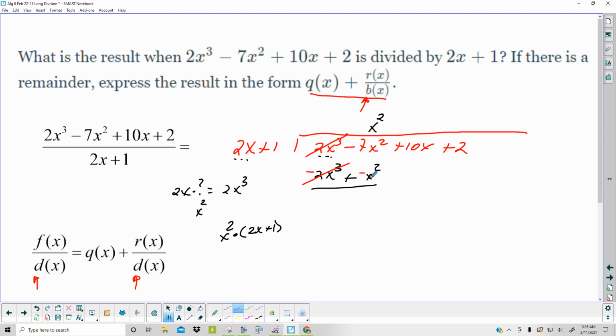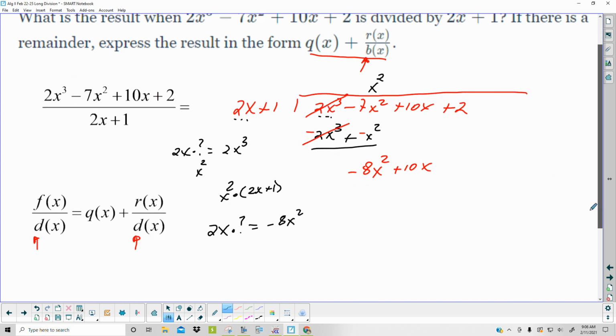Now, combine like terms. So I'm left with minus 8x squared and bring the next thing down. Restart the whole question again and ask, 2x times what will give you just the first bit, minus 8x squared? Okay? The answer to that question is negative 4x times 2x will give you negative 8x squared. So that's what you write here, minus 4x. Now take the minus 4x times all of this. So that's minus 8x squared minus 4x.